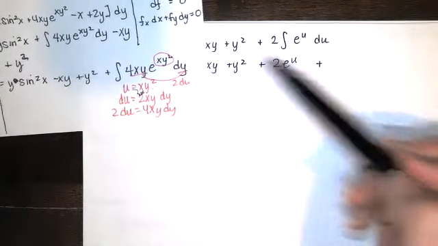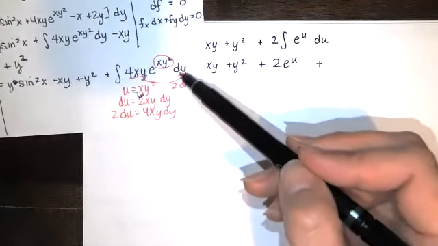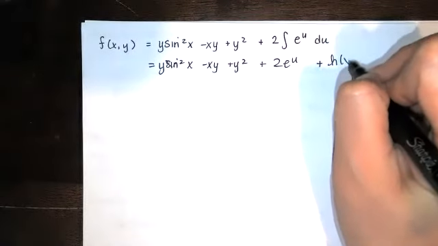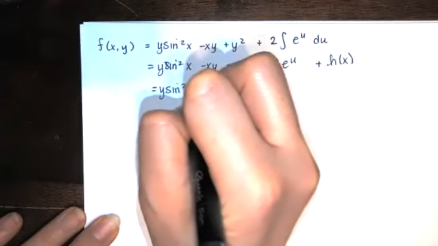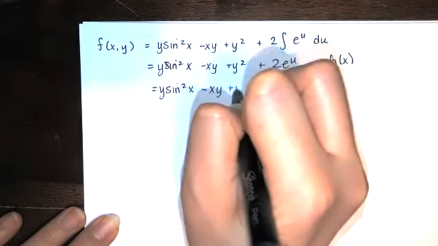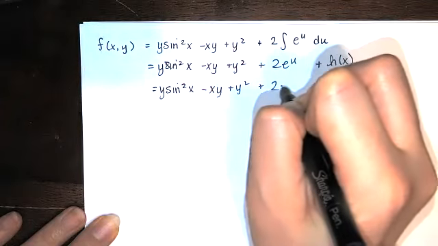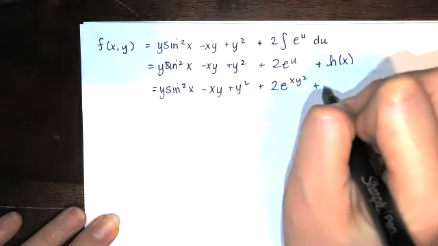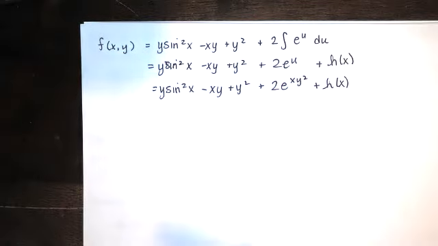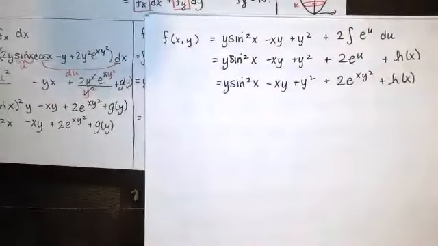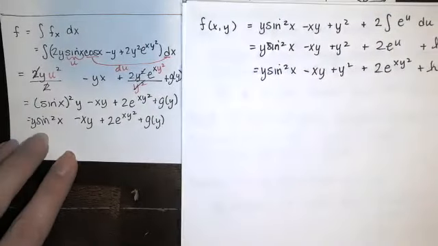So the constant of integration should be constant with respect to y, but not necessarily with respect to x. And then of course you have to remember to back substitute. u was x times y squared. Okay, so f is equal to this. And if we've done everything correctly, f is also equal to this.